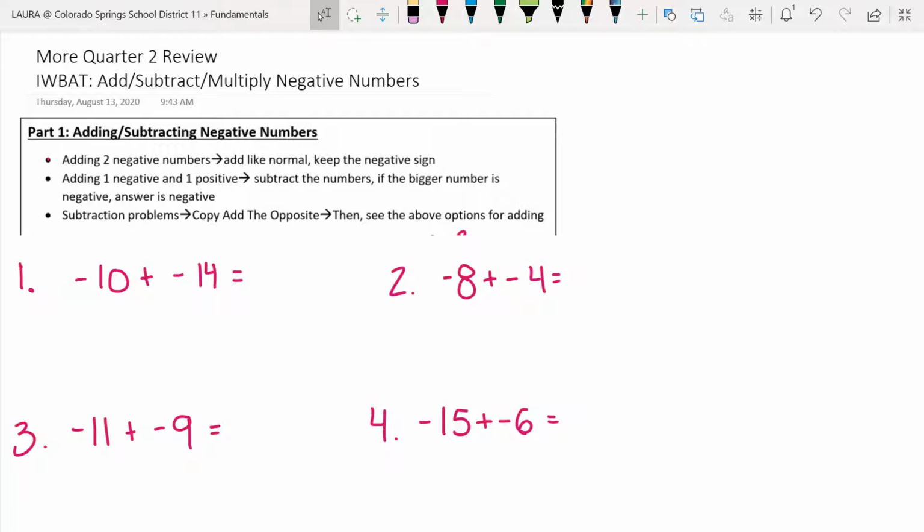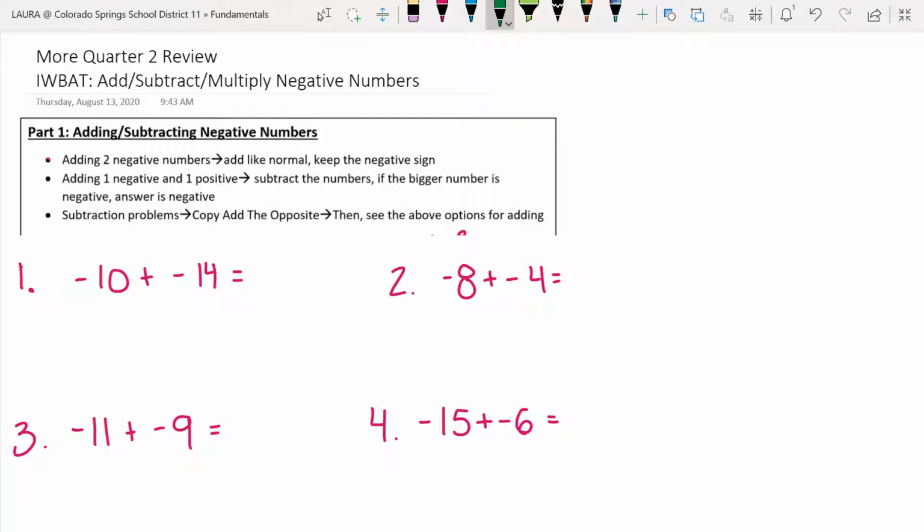So for today's review, you just need a piece of paper and just number it. We'll do 20 problems total today. The first part will be adding and subtracting negative numbers, and the second part will be multiplying negative numbers. On your piece of paper, I would title it More Quarter 2 Review. What's right below here, the I will bot, you don't have to write that down. That's just the learning objective, and what we'll be doing in our review today is adding, subtracting, and multiplying negative numbers.